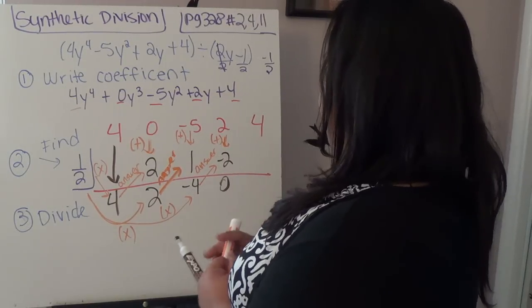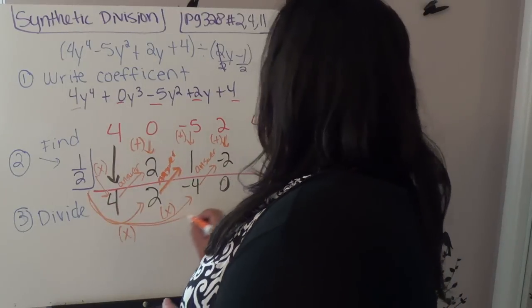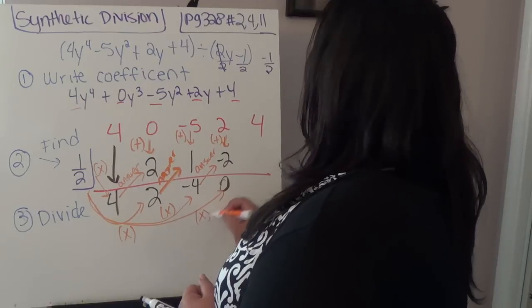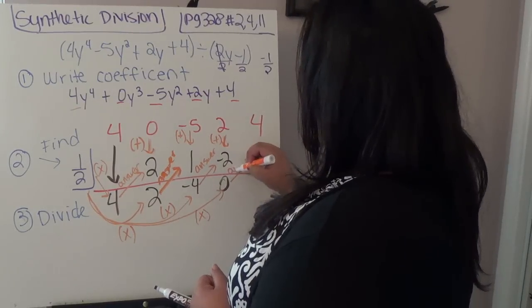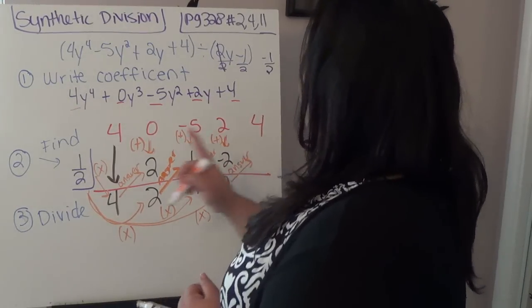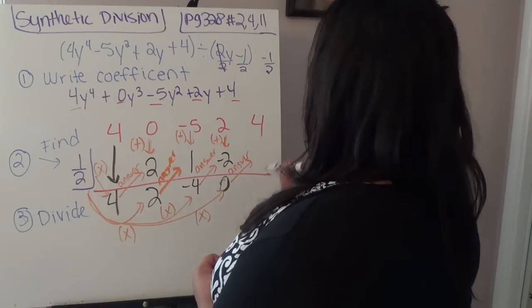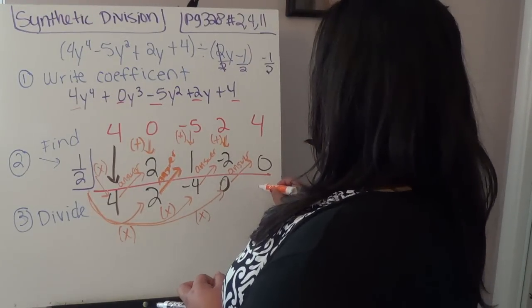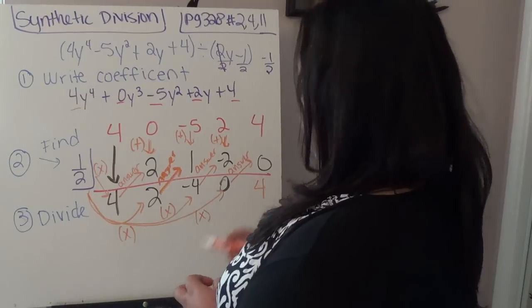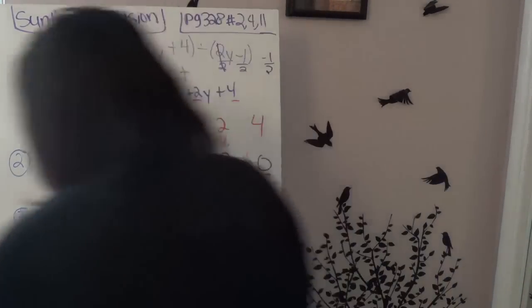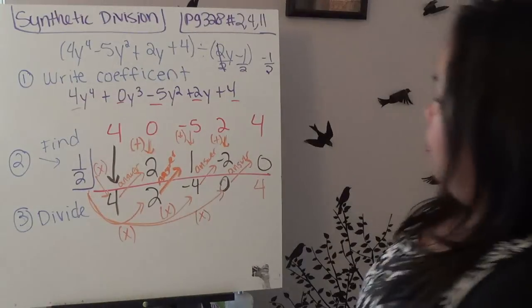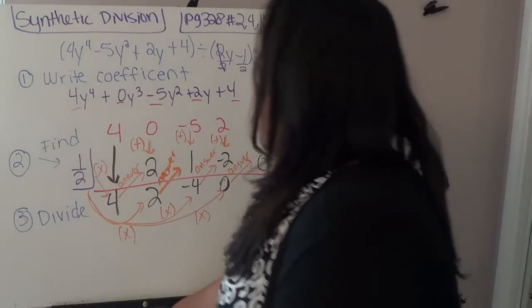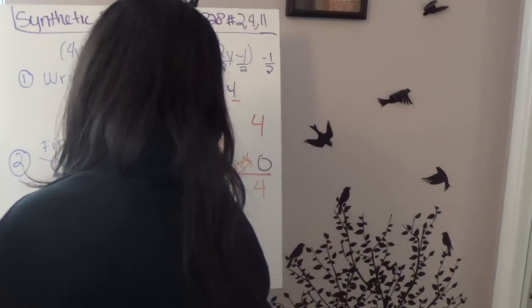And a final time I'm going to take this, go ahead and multiply, and put the answer here. 1/2 times 0 is 0. So my answer down here is 4. Okay? Now my last step is to write the answer.